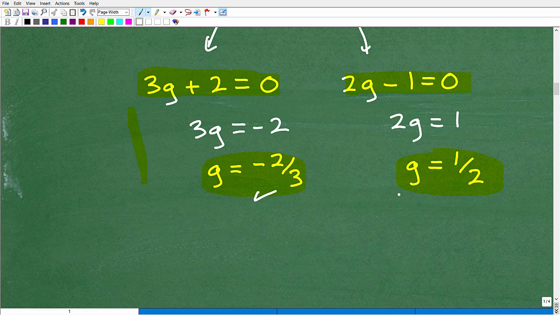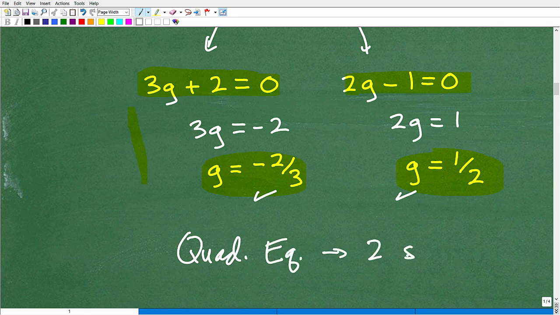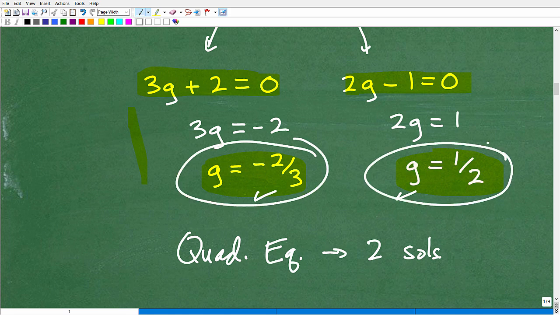So we got two answers, as we expected, because all quadratic equations have two solutions. They'll always have two solutions. And here we go. Here's the one and here's the other.